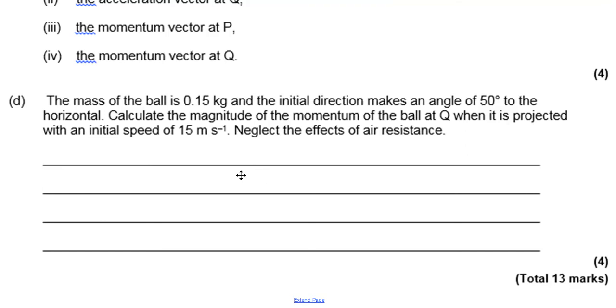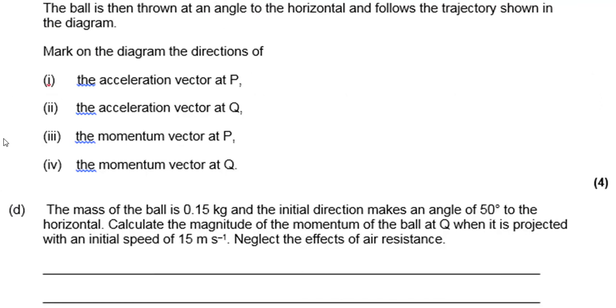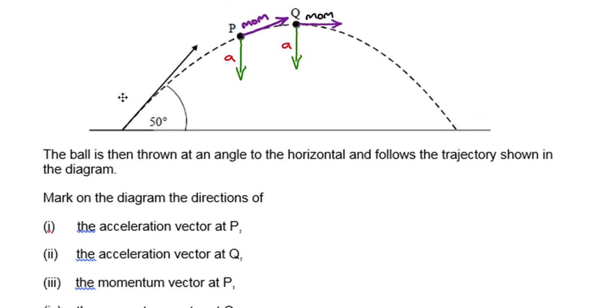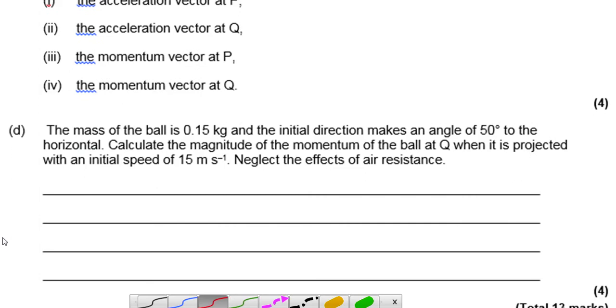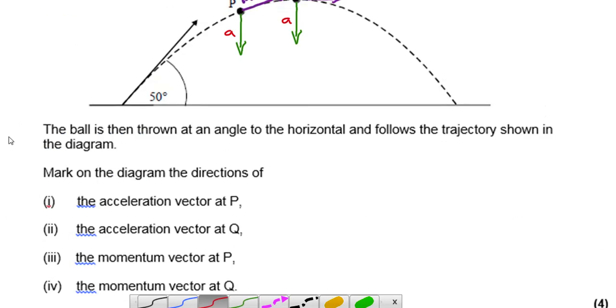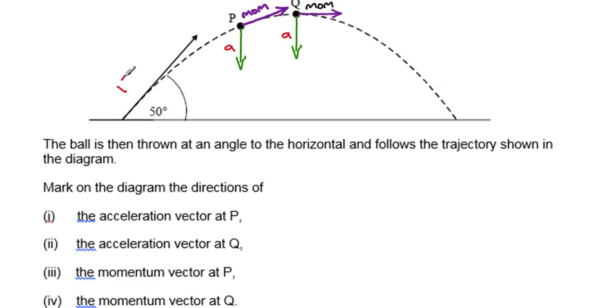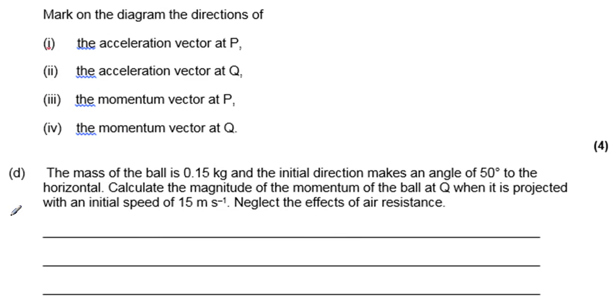Now they're after the momentum of the ball at the moment it's been launched. They've told you on the diagram that it's heading off upwards at a 50-degree angle to the horizontal. It's travelling at a speed of 15 meters per second. So that there is 15 meters per second at that angle. They want you to work out what is the magnitude of momentum when it's at Q.